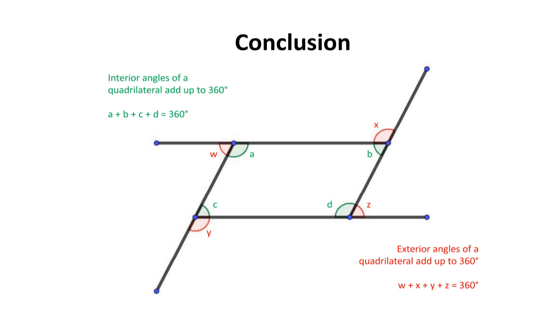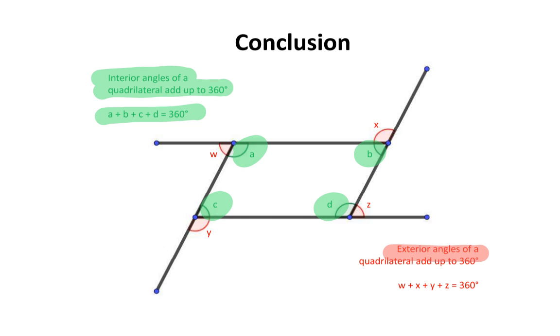We can now safely conclude that the interior angles of a quadrilateral add up to 360 degrees. In other words, A plus B plus C plus D will give you 360 degrees. That is the relationship as an equation. Furthermore, we can also conclude that the exterior angles of a quadrilateral also add up to 360 degrees. In other words, W plus X plus Y plus Z gives you 360. And that is this relationship expressed as an equation.